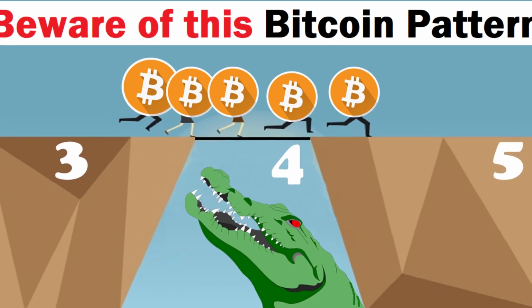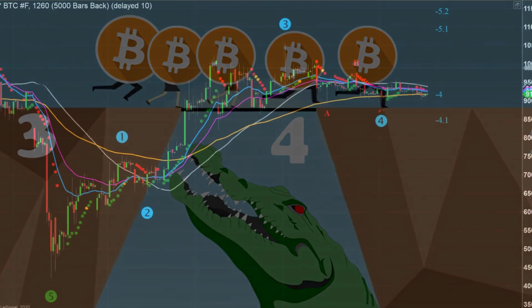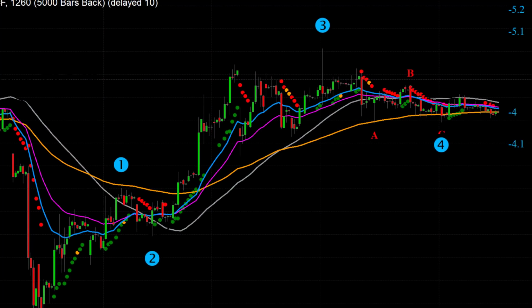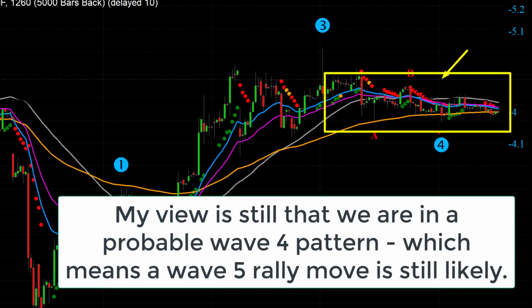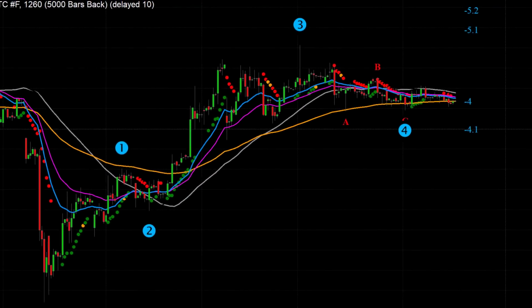So I explained before that wave 4 corrections can often become very dangerous because a lot of folks don't understand that wave 4 corrections can be very messy, very unpredictable. But I still maintain that we're still in a wave 4 corrective pattern and finally we break out of this pattern. And we'll see what happens. So that's my view so far on the wave counts on Bitcoin.